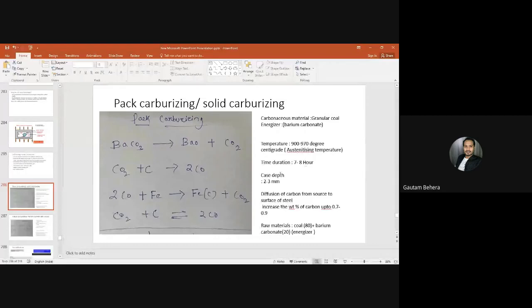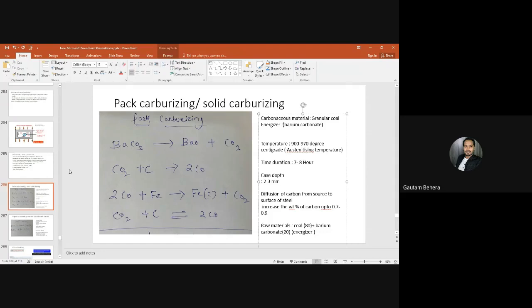You can see, if the time duration is only 7 to 8 hours, the case depth is 2 to 3 mm only. That means up to 2 mm depth, the carbon enrichment will be taking place, not up to 5 mm or 6 mm. You can control the time also, and the temperature is high.